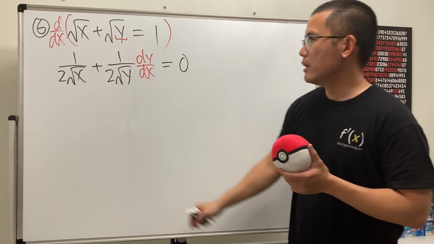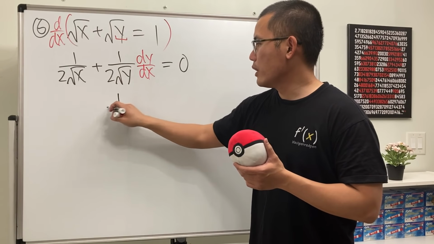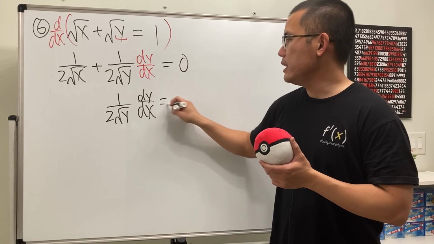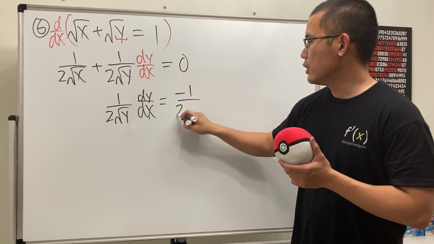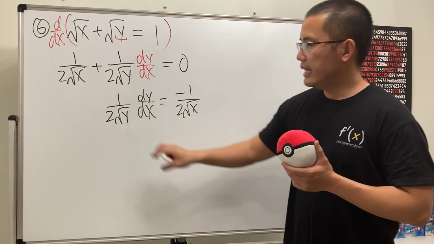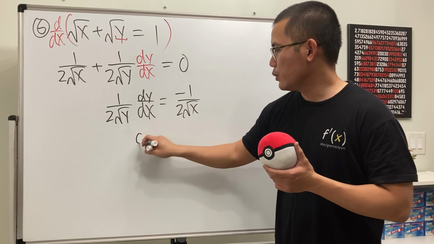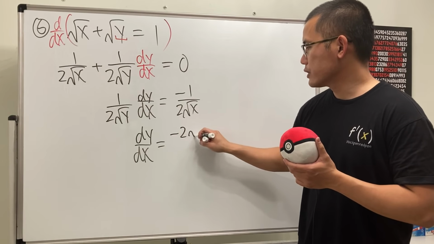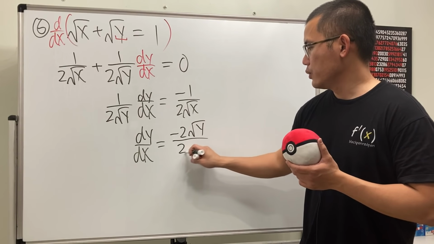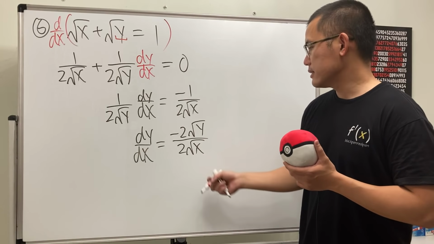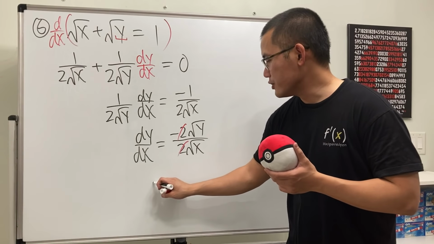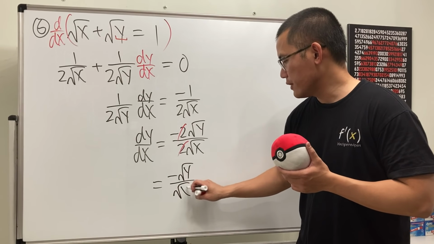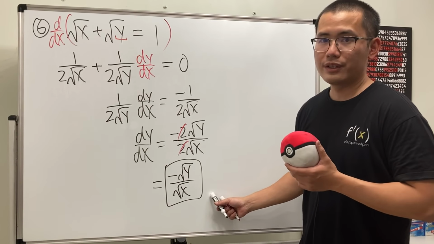Now just clean things up. Move this to the other side, so we get 1 over 2 square root of y with dy dx being equal to negative 1 over 2 square root of x. And then multiply this to here, so we get dy dx being equal to negative 2 square root of y over 2 square root of x. Lastly, we see that this and that can cancel, so we just get negative square root of y over square root of x. And then we are done.